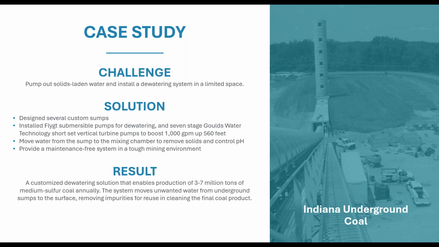So next, two 7-stage Goulds Water Technology vertical turbine pumps were fitted with 90-degree right angle, high efficiency 200 horsepower motors. The right angle motors enabled their installation by reducing their height due to that low ceiling clearance that I mentioned. Those vertical turbine pumps delivered 1,000 gallons a minute up over 560 vertical feet to the surface to a mixing chamber. Once in that mixing chamber, another small vertical turbine pump moved that underground water that was diluted with some fresh water to a filtering site and next to a settling pond for storage and to allow some of those solids to settle out.